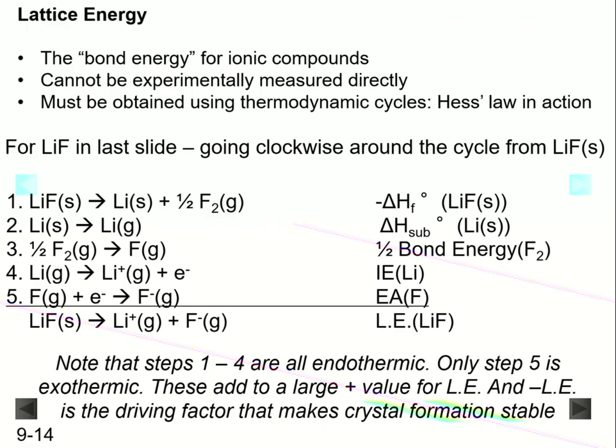And minus the lattice energy is the driving factor that makes crystal formation stable. It's the reverse of that process. It's bringing the ions together into a crystal because of the positive and negative ion attraction for one another. So you've heard the phrase opposites attract. Well, in this case, that's actually true. Opposites do attract. The cation and the anion are attracted to one another.